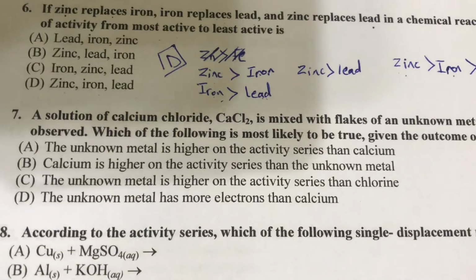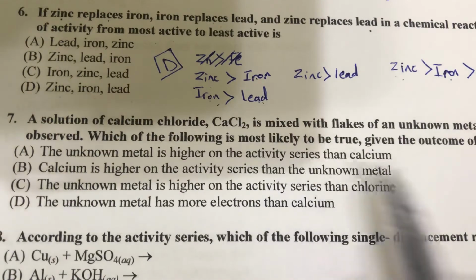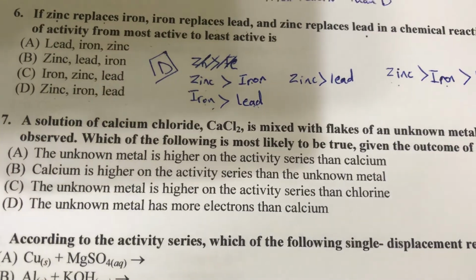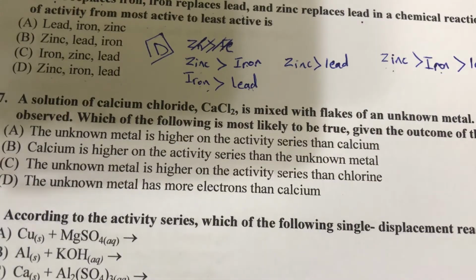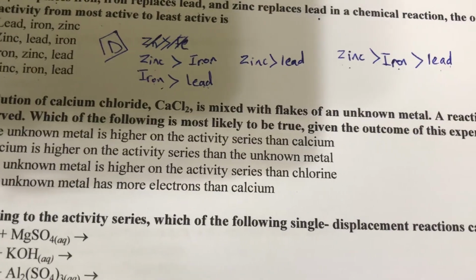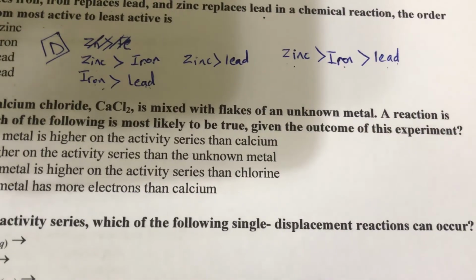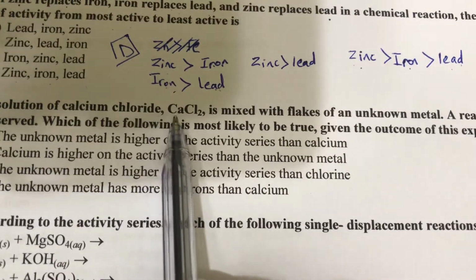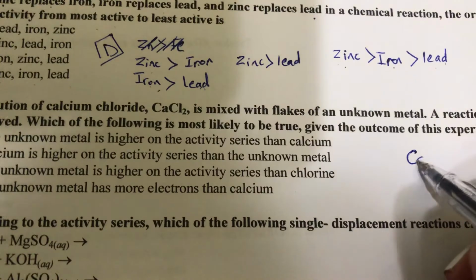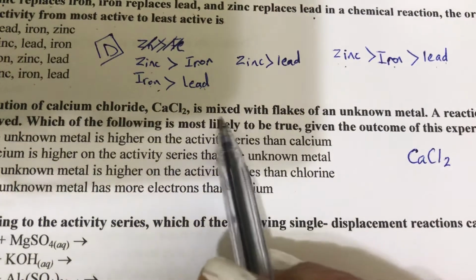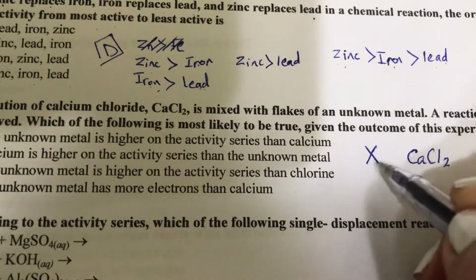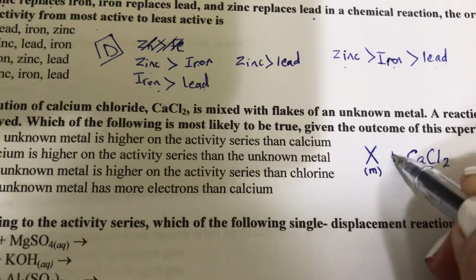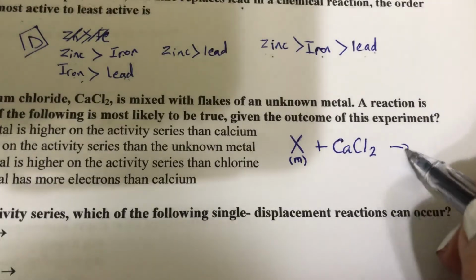Now question 7. A solution of calcium chloride, CaCl2, is mixed with flakes of an unknown metal. A reaction is observed. Which of the following is most likely to be true given the outcome of this experiment? So here you have a solution of calcium chloride mixed with flakes of an unknown metal. So here you have an unknown metal, it's a metal, which reacts with calcium chloride, and a reaction occurs.